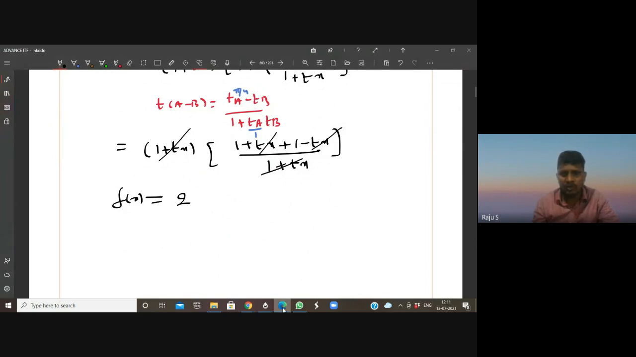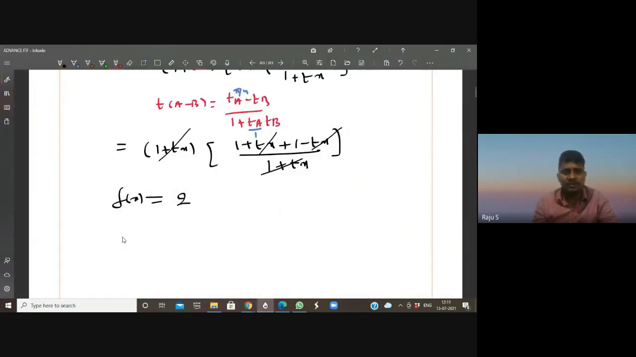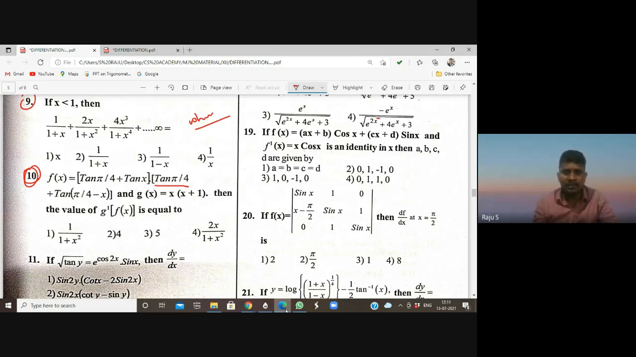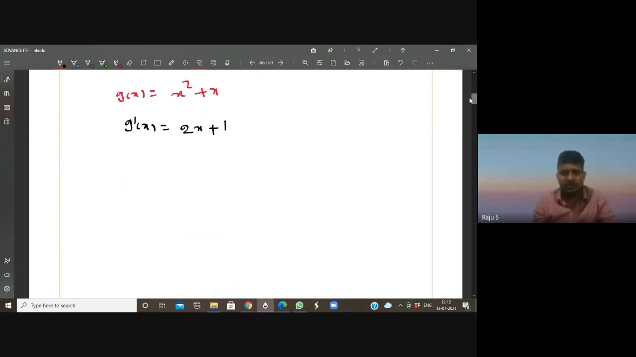So the question is g dash of f of x. Okay, g dash of f of x. First you have to find g dash of x. For that, g of x is given clearly. G of x value is multiply with x square plus x, that is x into x square plus 1 into x. Now what is g dash of x here? Differentiate on both sides, 2x plus 1. X square is 2x.